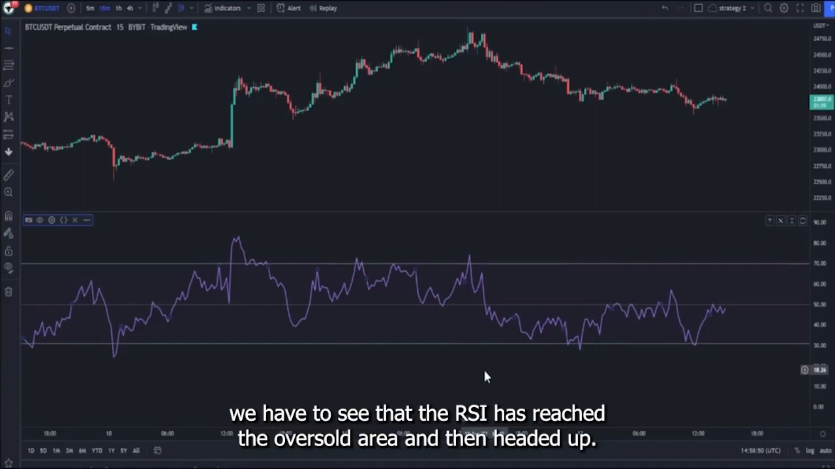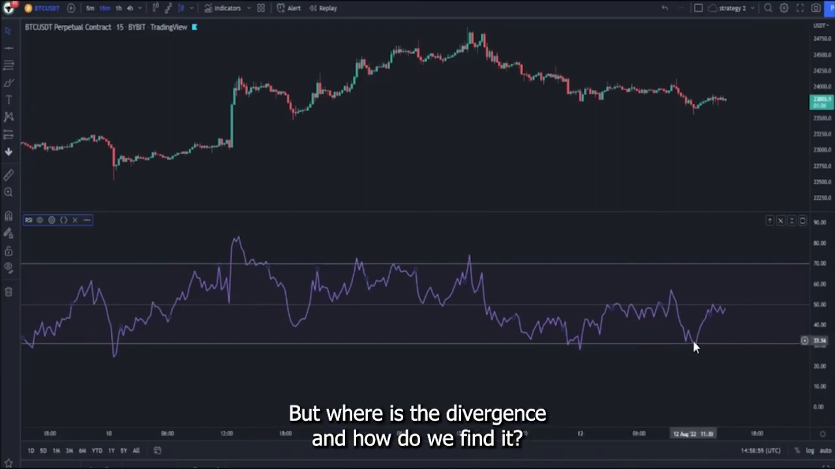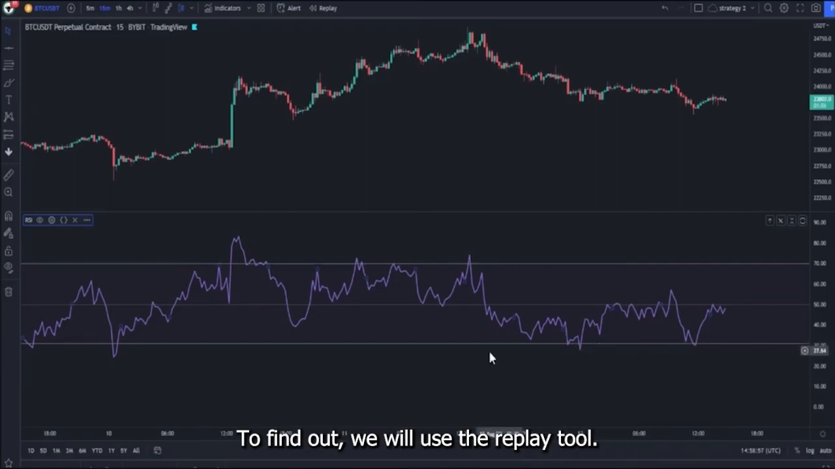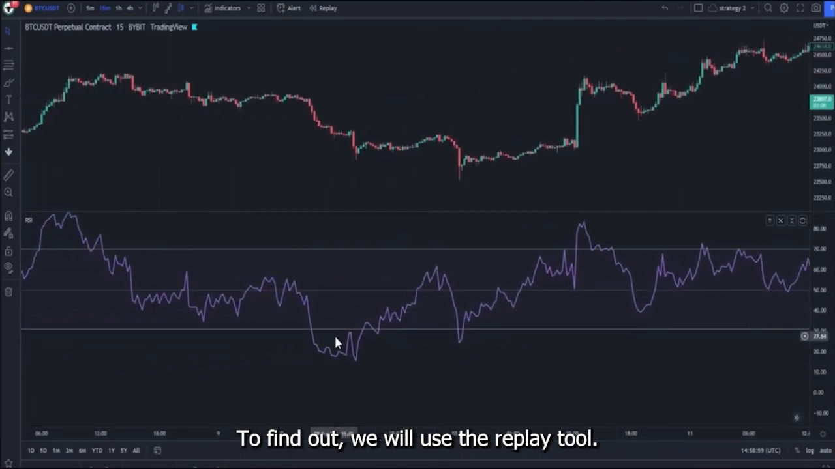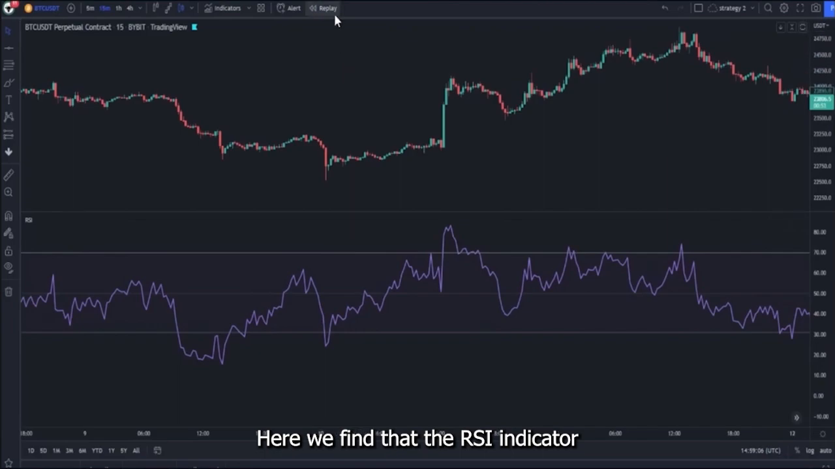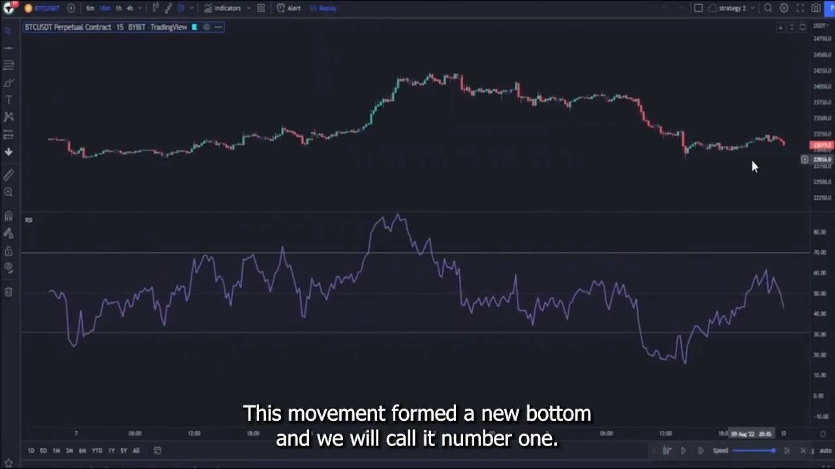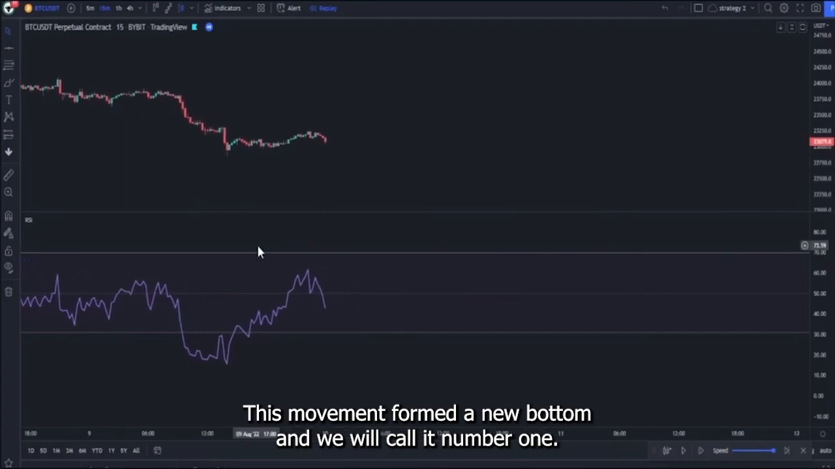First, we have to see that the RSI has reached the oversold area and then headed up, as we can see here and also here. But where's the divergence, and how do we find it? To find out, we will use the replay tool. Let's say we were trading somewhere here. Here, we find that the RSI indicator reached the oversold area and then headed up to the purple area. This movement formed a new bottom, and we will call it number 1.